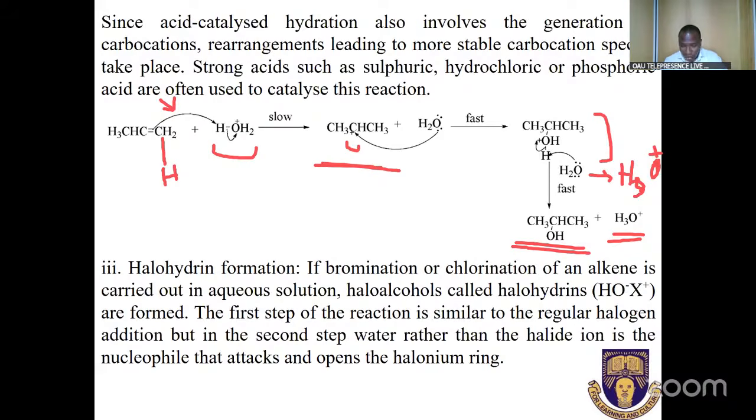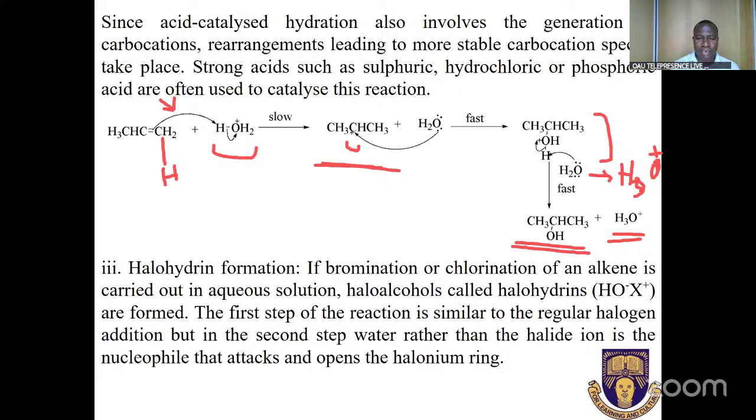Going on to the next type of reaction, we have halohydrin formation. Now, when bromine or chlorine, those are the two very reactive halogens, reacts with an alkene, you have the formation of what is called a halohydrin, but this reaction must be carried out in the presence of water. It must be in aqueous solution.